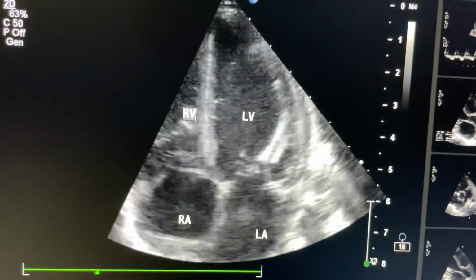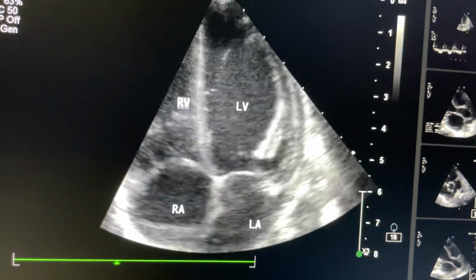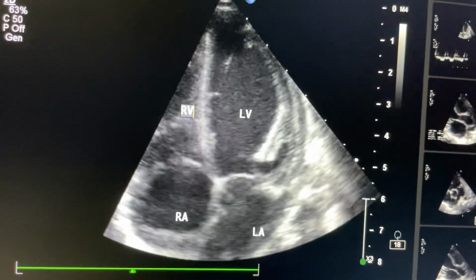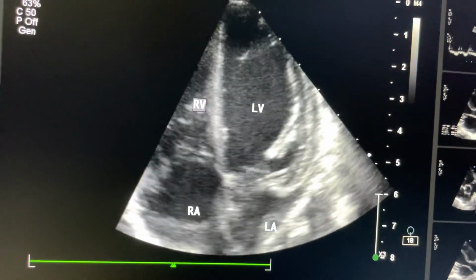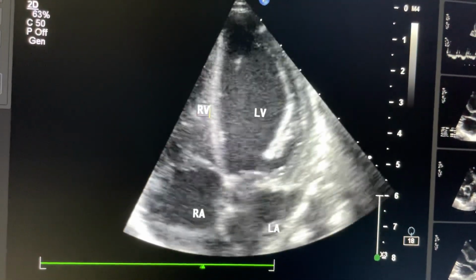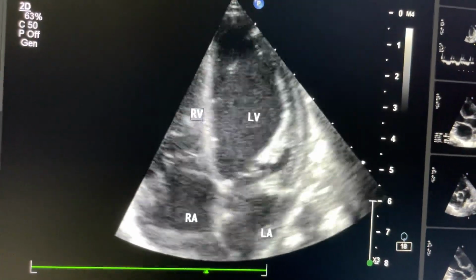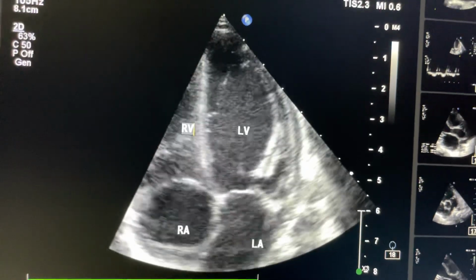This is a 30-day-old neonate. You can see this is the apical 4-chamber view. All chambers are dilated, with global hypokinesia of the left ventricle and right ventricle. Only 30 days old, so we always take this case as a cardiomyopathy or myocarditis. That is the common scenario with this presentation.